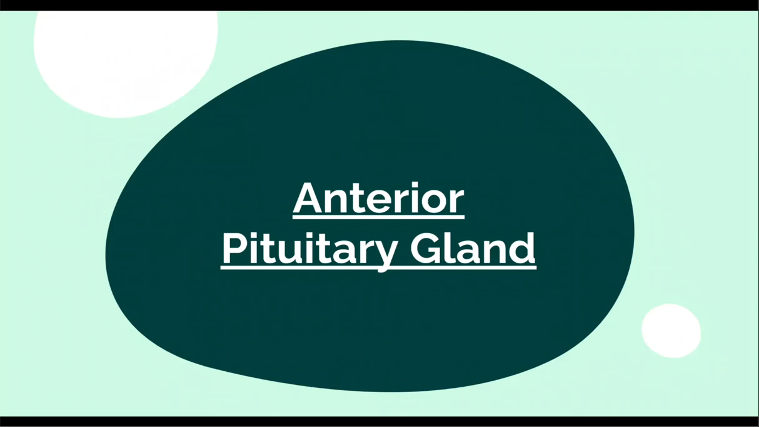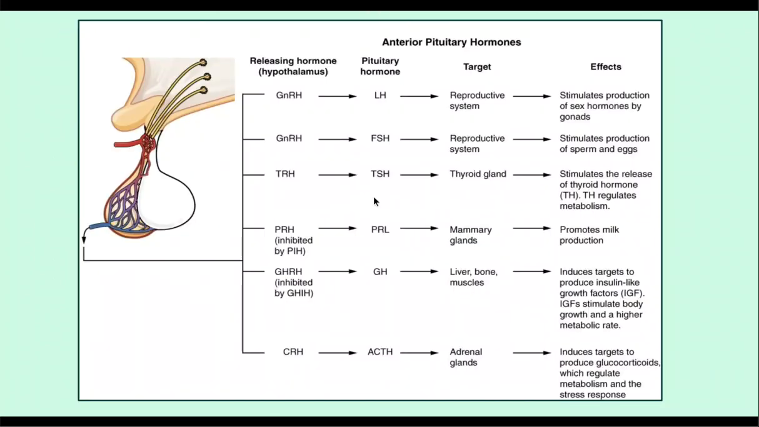Now, the anterior pituitary gland, there are a bunch of hormones, and I hope this scheme kind of helps you to organize your notes. So you can see that the hypothalamus has some sort of releasing hormone always, or inhibitory hormone, and then you have the pituitary hormones. So you have the LH and FSH, which target the reproductive system, and in the case of LH, it stimulates production of sex hormones by the gonads, whereas FSH stimulates production of sperm and eggs. Then you have the thyroid stimulating hormone, which, it's in the name, stimulates the thyroid gland, and it causes the thyroid gland to release the thyroid hormones, and this is involved mostly in regulating metabolism.